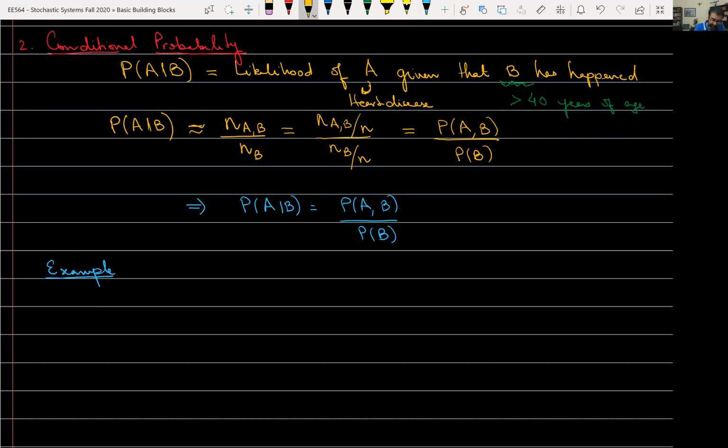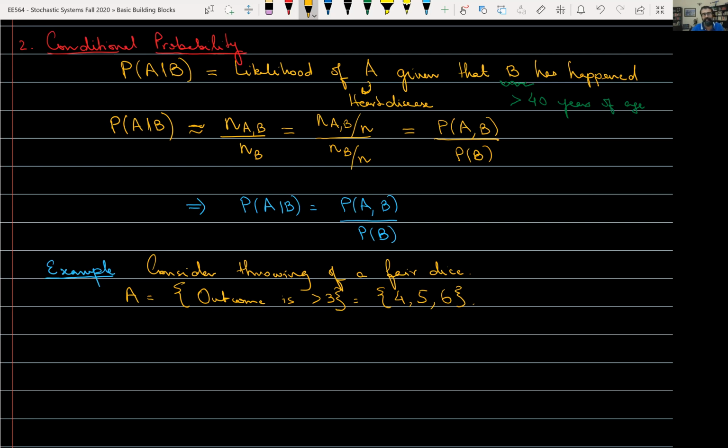So the example is: consider throwing of a fair dice. The event A that I am interested in is that the outcome is greater than 3. So this includes what outcomes? This includes 4, 5, and 6. Either one of these three outcomes occurs, that's the event A. The event B, on the other hand, is that the outcome is even, and that is 2, 4, 6.